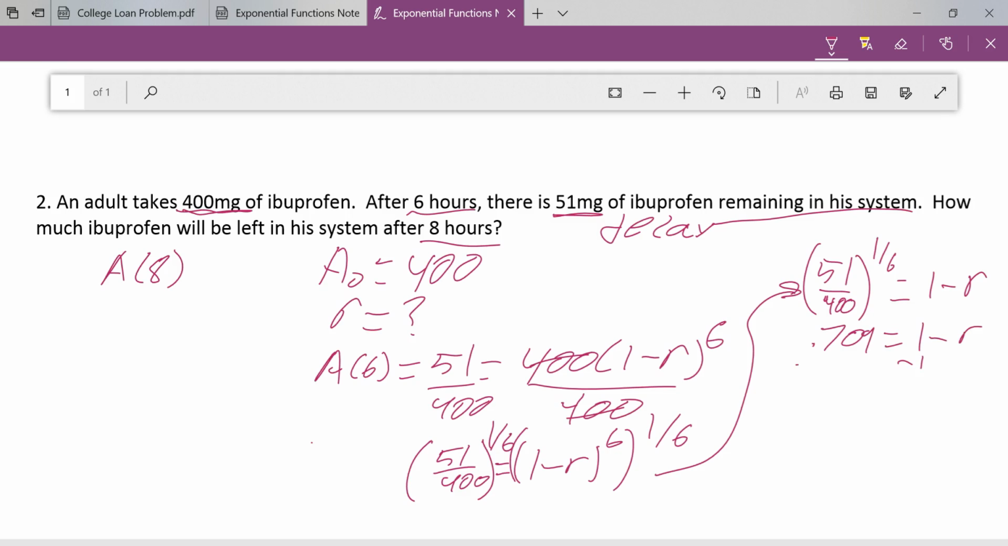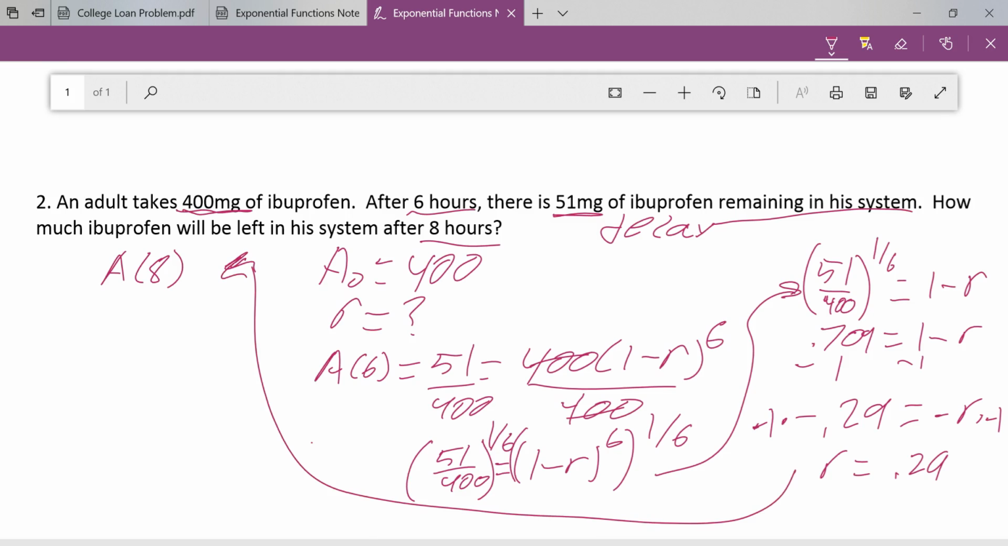So if you subtract 1 from both sides, we will get about negative 0.29. And that equals our negative r. But now we need to multiply by negative 1 in order to get our actual r. So we need to multiply both sides by negative 1, which gives us that our r is really equal to 0.29. So now that we have our r, and we have our initial value, we can finally go back and calculate what A of 8 is going to be.